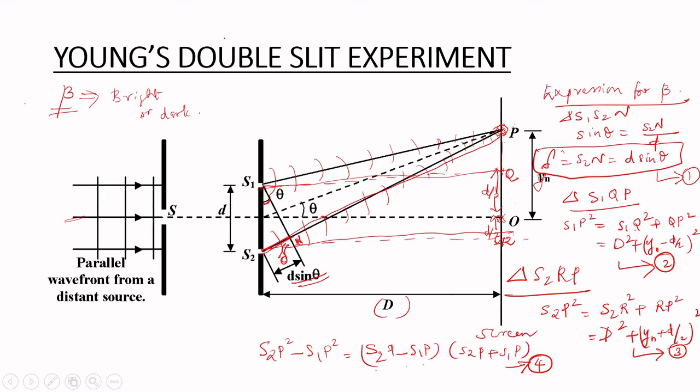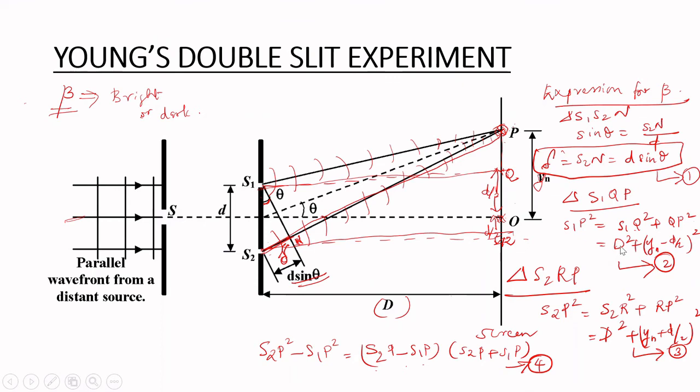Now, S2P square minus S1P square, we will find out what it is. So we have S2P square minus S1P square, which is equation 3 minus 2. So when you do that, we get the difference as 2yn d, we will get.